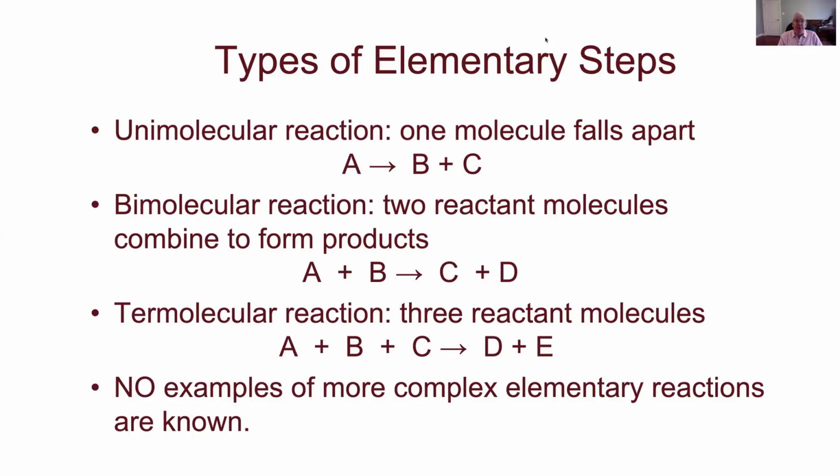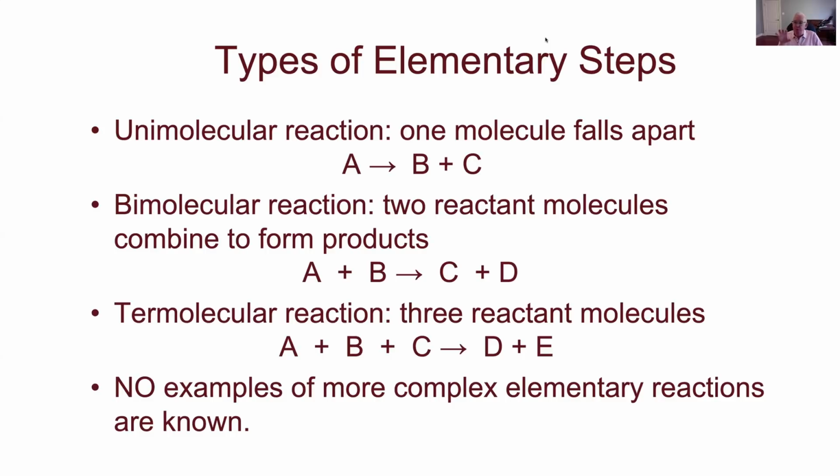Both the bimolecular and the termolecular examples, I wrote here as A plus B. I could have written A plus A, like in the case of those 2 NO2s reacting. The important thing is that it's 2 molecules that have to collide. Similarly, for the 3 molecule example, I wrote A plus B plus C. That could have been 2A plus B or whatever.